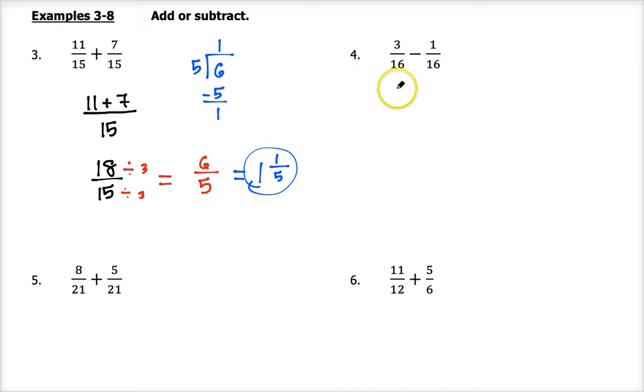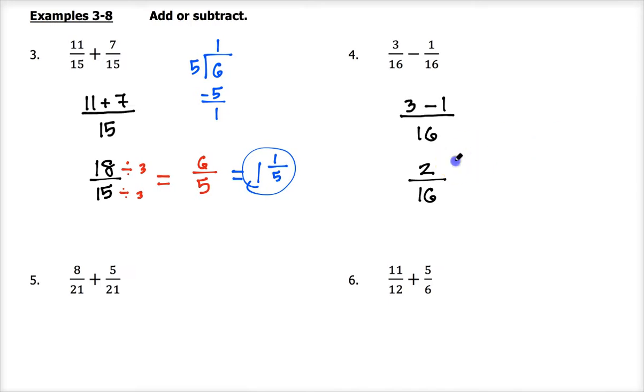Number 4, 3/16 minus 1/16. Again, we have common denominators, so we're going to keep the denominator, 16, and subtract the numerators, 3 minus 1. 3 minus 1 is 2, so we get 2/16, and 2/16 reduces. I can divide both 2 and 16 by 2, and this gives me the fraction 1/8.